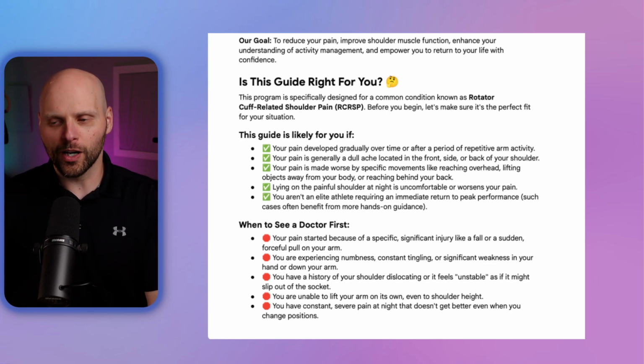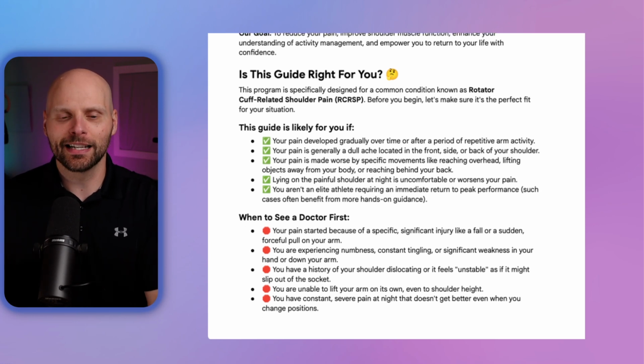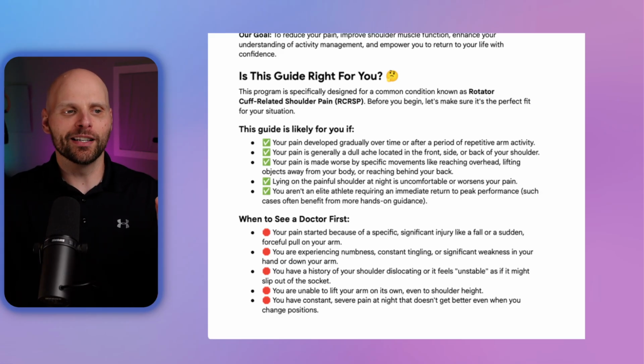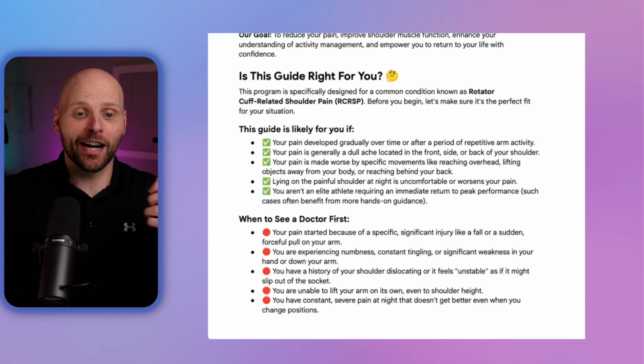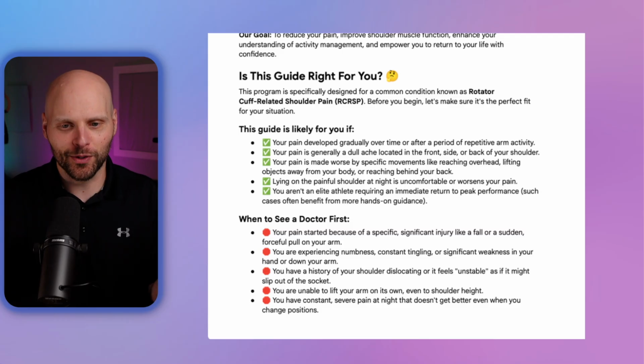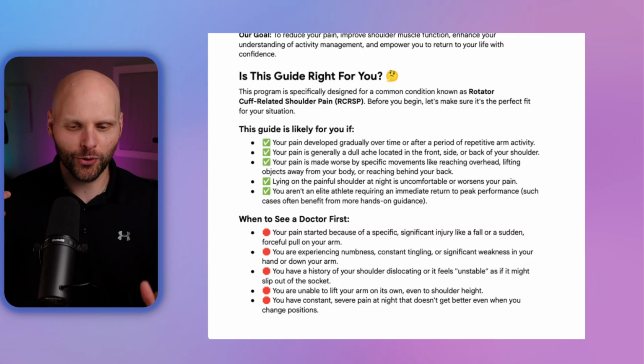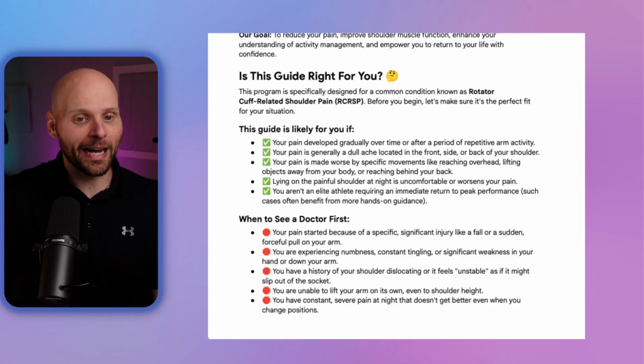The things where you wouldn't be a good fit for this are if you had a significant amount of pain from a specific injury, like, I was doing some activity and I fell and hurt myself. That's probably not the right use case for this specific program. If you have consistent numbness and tingling, a history of dislocation, or you feel unstable, like your shoulder's going to pop out, or you can't even lift your body weight, that's a big thing as well. Or if you can't lift your arm up at all, that's a big thing.